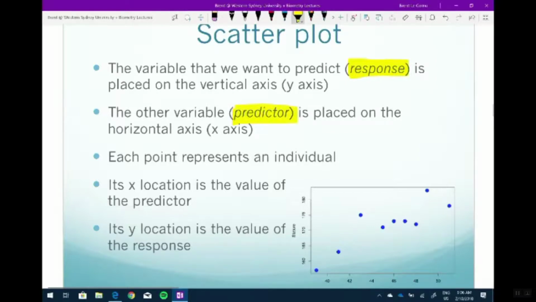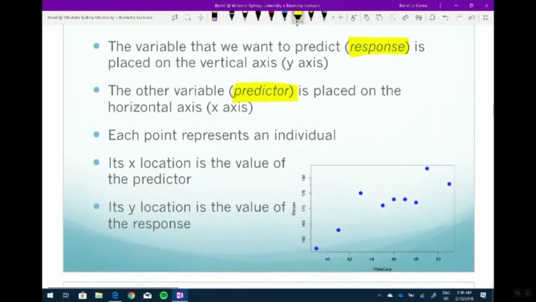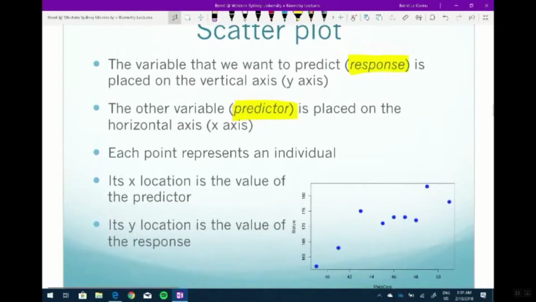They are given those names because that's the relationship that we expect to appear. One of them should predict or cause the other one. The one that we think is going to predict or cause the second variable is the predictor, and that goes along the horizontal axis by convention. The other one that responds to changes in this one is called the response variable, and it goes along the y-axis. So that's just the terminology.